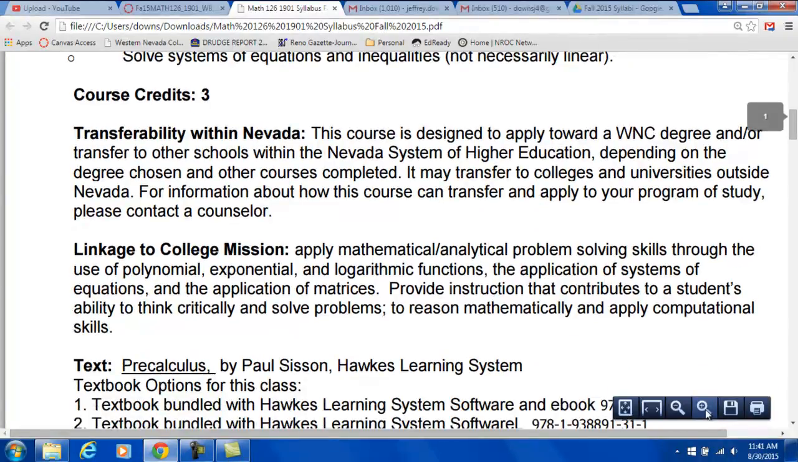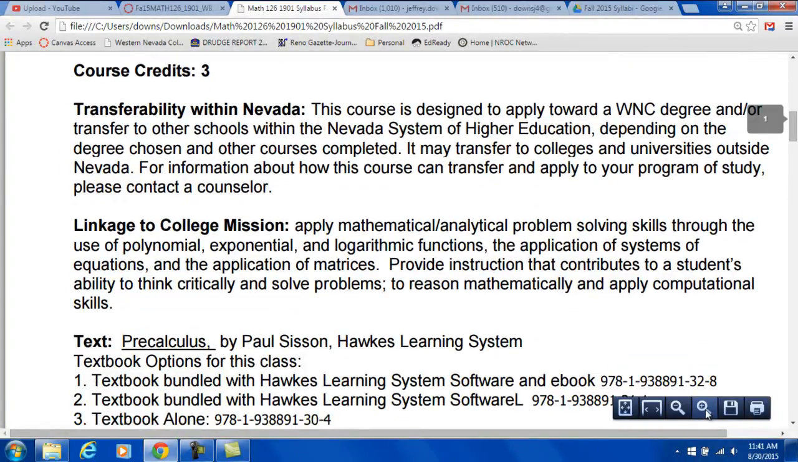Credits 3. Transferability within Nevada. This course is designed to apply toward a WNC degree and or transfer to other schools within the Nevada system of higher education, depending on the degree chosen and other courses completed. It may transfer to colleges and universities outside Nevada. For information about how this course can transfer and apply to your program of study, please contact a counselor.